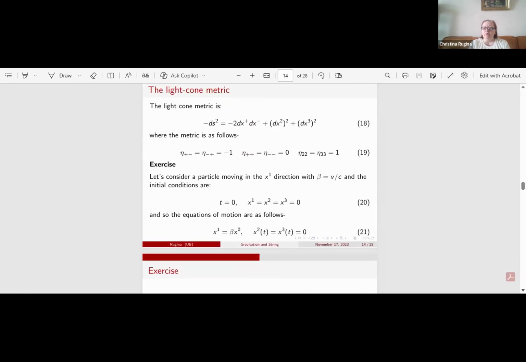And now let's consider a particle moving in the x1 direction with beta and the initial conditions like that. So the equations of motion are basically this one. Remember, x0 is time. So x1 is beta x0, and there's motion only in the direction x1.